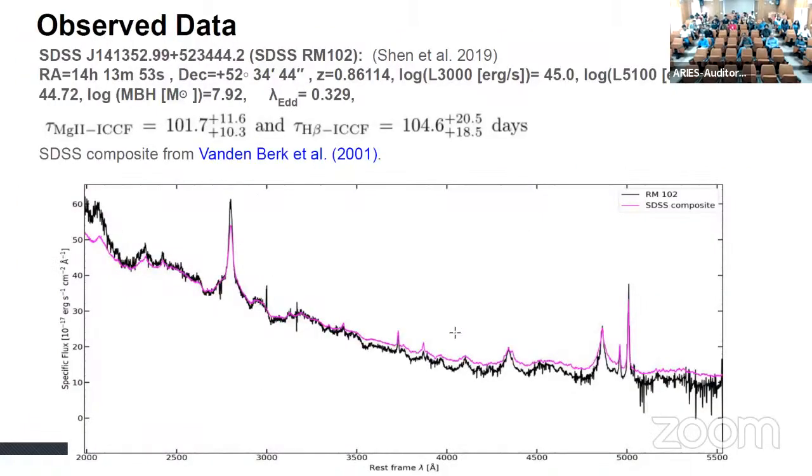Okay, so we have the model, but to compare our model, we need observed data. For that, we use the quasar RM102. This is the composite spectrum of the quasar, the mean combined from about 70 spectra of this source. And we overplot the composite spectrum of SDSS quasars, and you can see that it perfectly represents the composite spectrum of SDSS quasars.